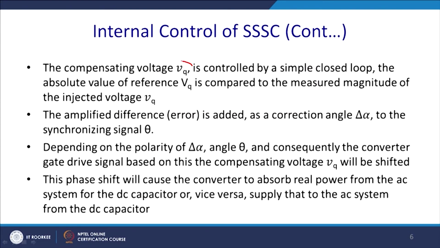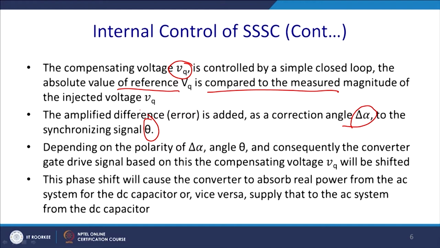Then the compensating voltage Vq is controlled by a simple closed loop control. The absolute value of the reference Vq is compared with the measured magnitude of the injected Vq, and thus we have an error and we feed this error to the PI controller. The amplified difference, or the error, is added as a correction angle alpha. So, the output of the PI controller will be the change of the phase angle, that is delta alpha, added to the synchronizing signal theta that is coming from the PLL. So, the angle becomes theta plus delta alpha.